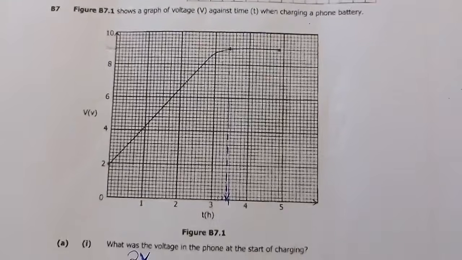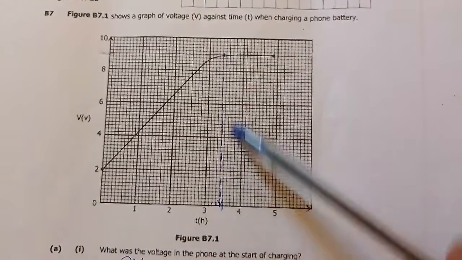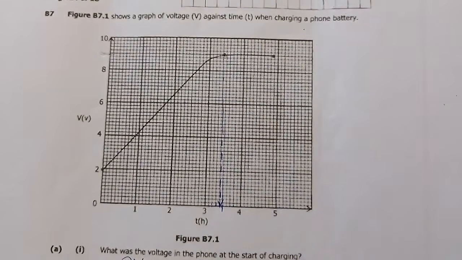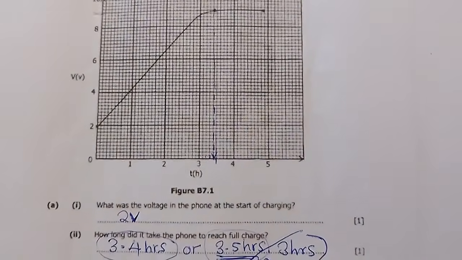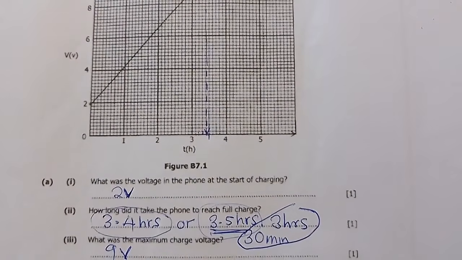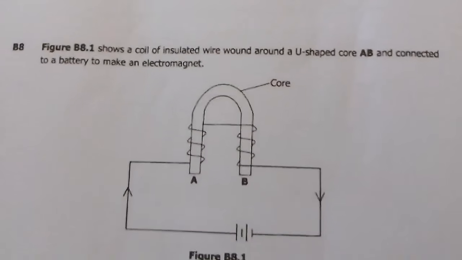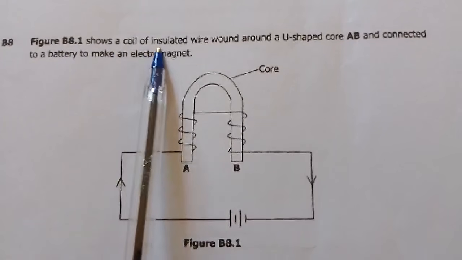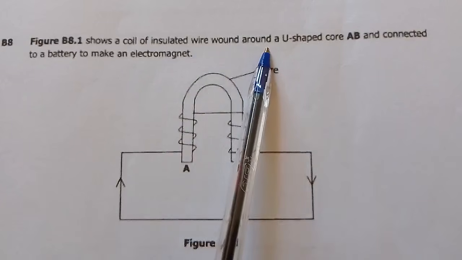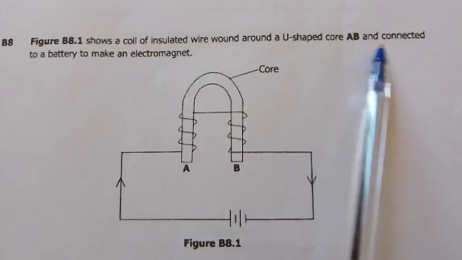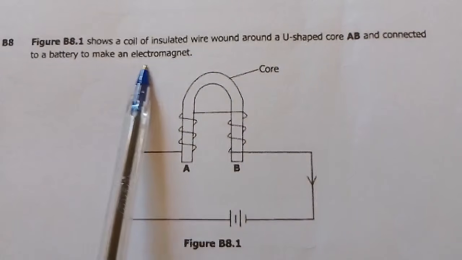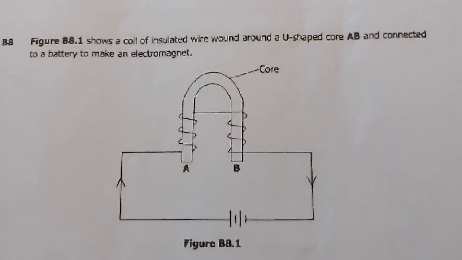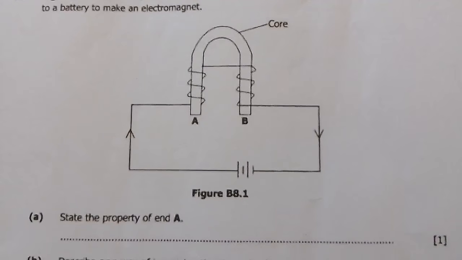Hope you understand. You just need to do some workings on your graph. Where it is ending, you come just like there. That's how you need to do this. We move to the last question. It is saying figure B8.1 shows a coil of insulated wire wound round a U-shaped core AB and connected to a battery to make an electromagnet. This is an electromagnet. State the property of end A.